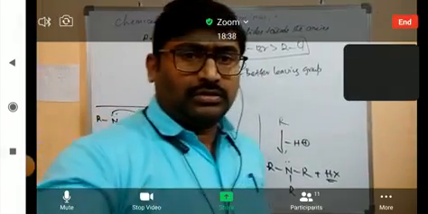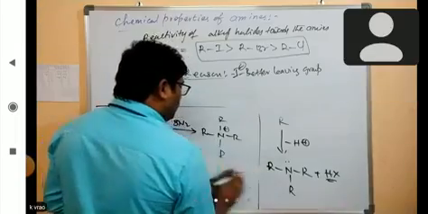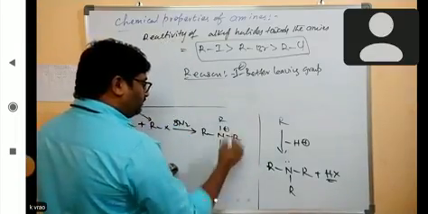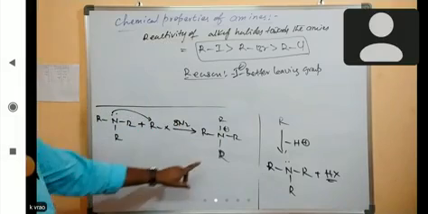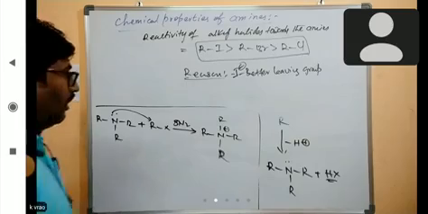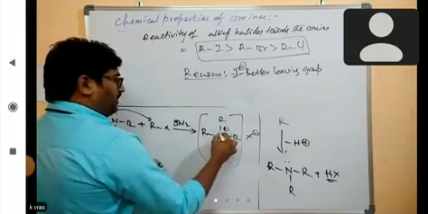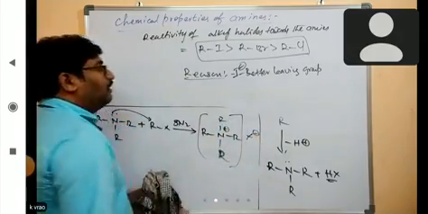What is a quaternary ammonium salt? Here we take X minus, so it is R4N plus and X minus. That's why it is called a salt.